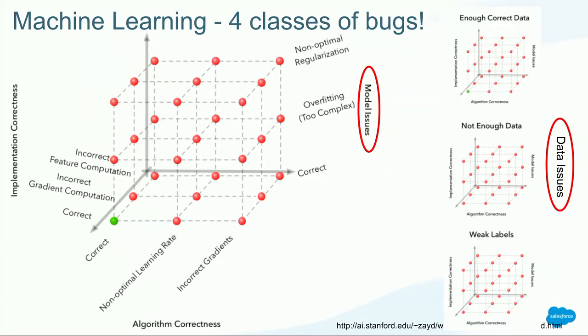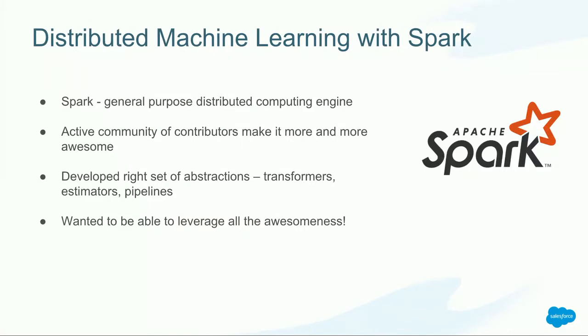These are all additional difficulties on top of normal software development, but these are also things that can be automated. These are easy to check if you can develop a systemized way of checking these things. So what have we done here at Salesforce? We've developed a machine learning library on top of Spark.